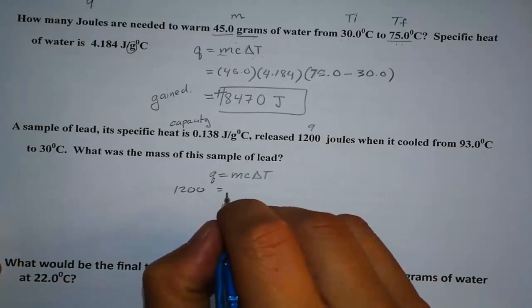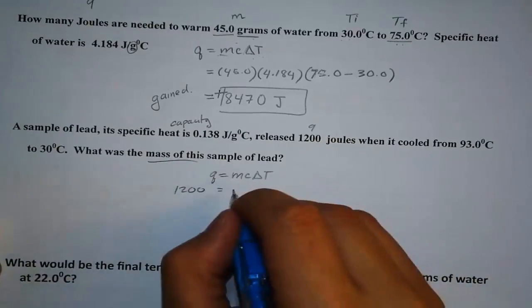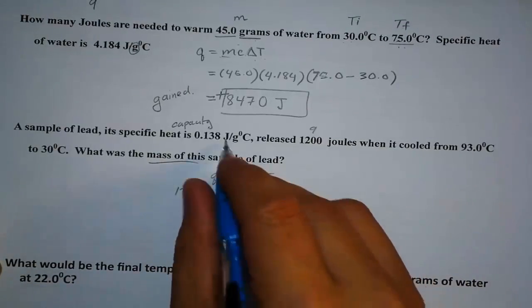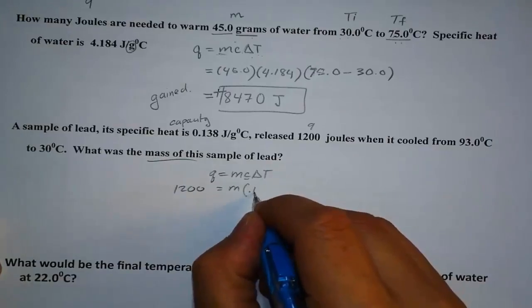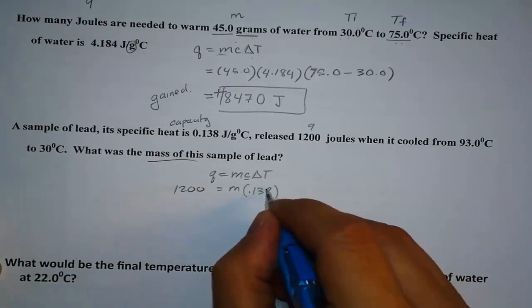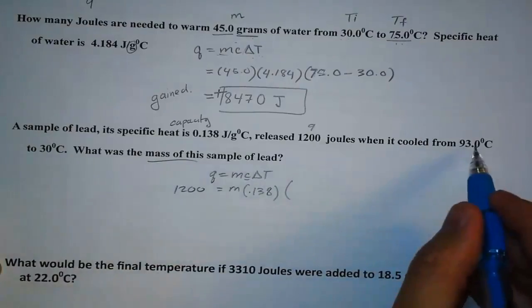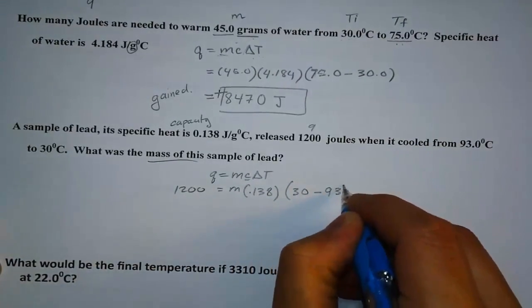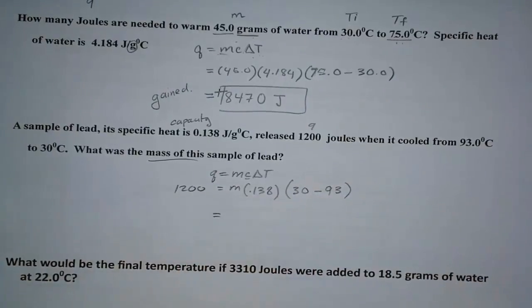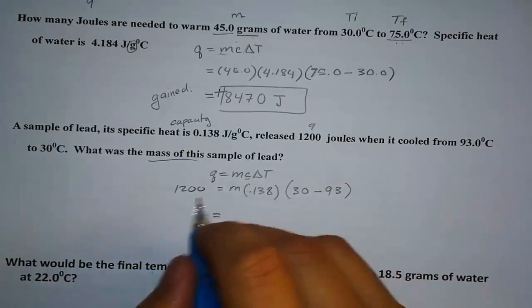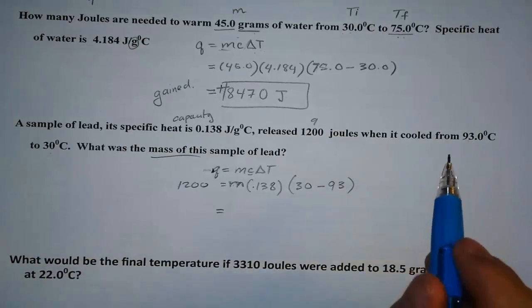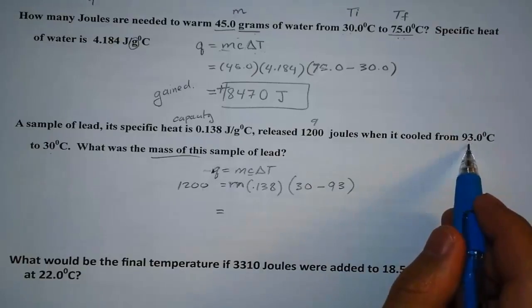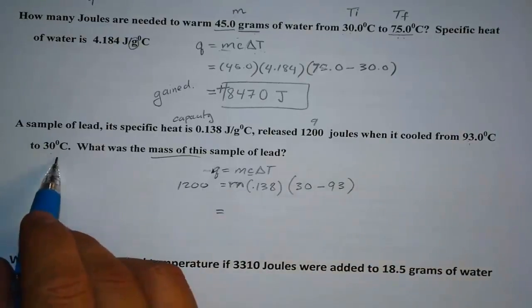Then do we know our M? Our M in this case is what? We don't know. We are looking for the mass, so M right there. And we know the specific heat is 0.138. And do we know our delta T? Of course, from final minus initial. In this case, the final is 30 and the initial is 93. Isn't that easy? And of course, we know that this is losing. Notice how this system is losing energy. And how do we know? It's starting from a very high temperature to a very low temperature.